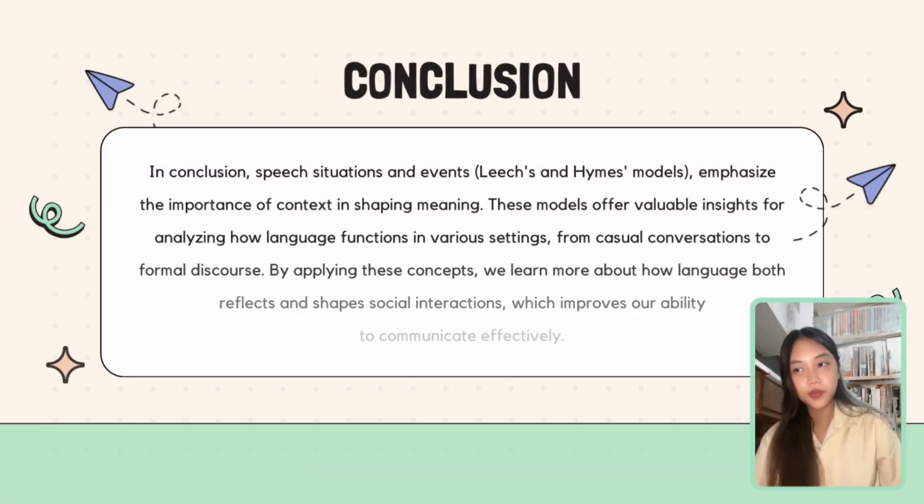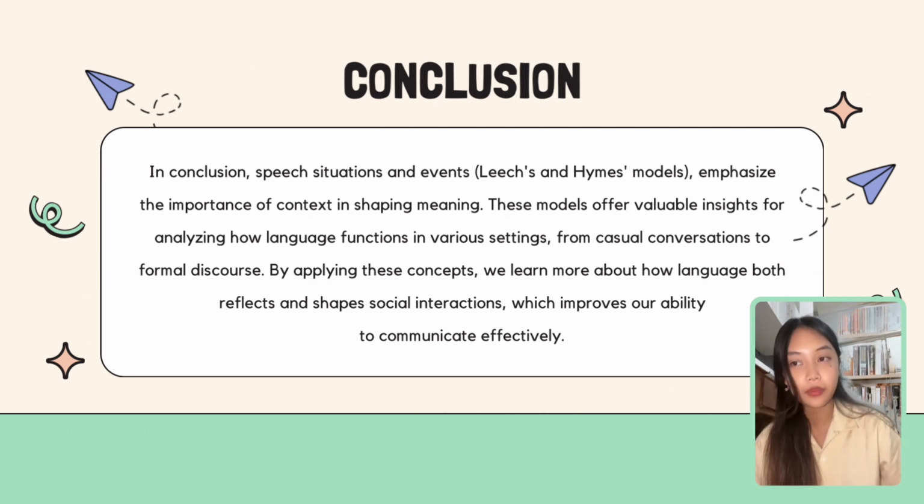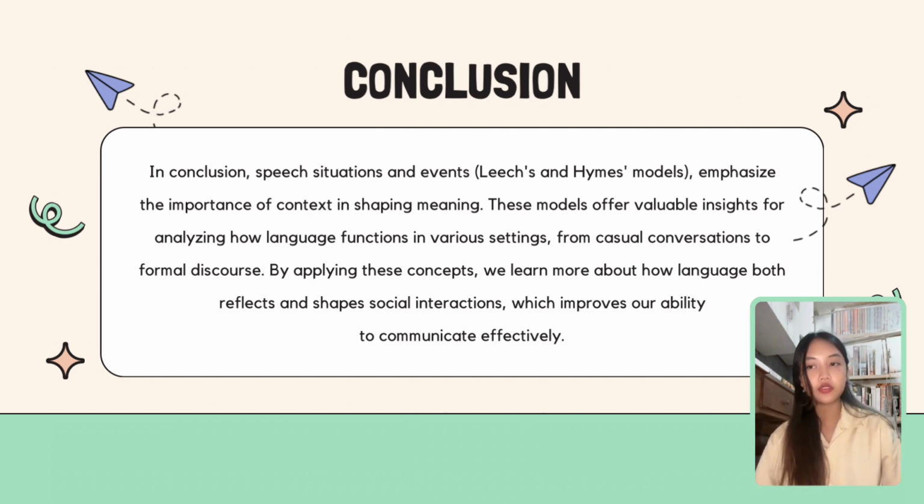In conclusion, speech situations and events emphasize the importance of context in shaping meaning. So these two models give us insights into how to analyze language and how language itself functions in different and various settings, from casual to formal situations or discourses. By applying these concepts, we learn more about how language both reflects and shapes social interactions, which, at the end of the day, affects our ability to communicate effectively even more.